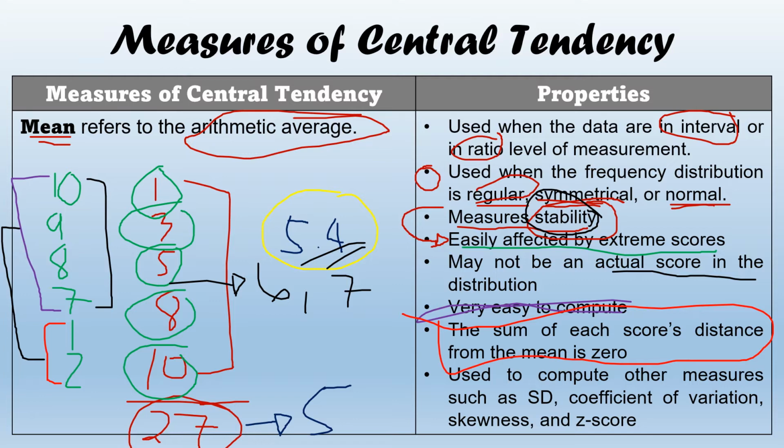Ibig lang sabihin nito, the sum of each score's distance, yung distance daw nila, it is actually equal to 0. So used to compute other measures, such as, of course, before you will get standard deviation, you have to compute first the mean, and part of which you should have for coefficient of variation, kailangan talaga ng mean. At saka itong natitirang dalawang terms na to, kailangan talaga nila ng mean. So, kailangan mo talaga i-solve ito muna before you can get them. Okay?